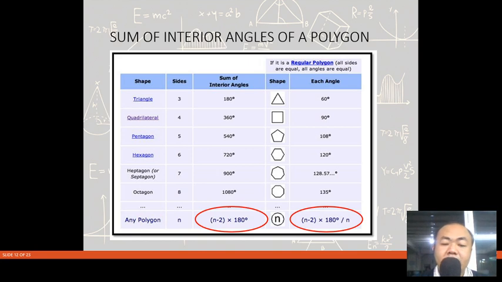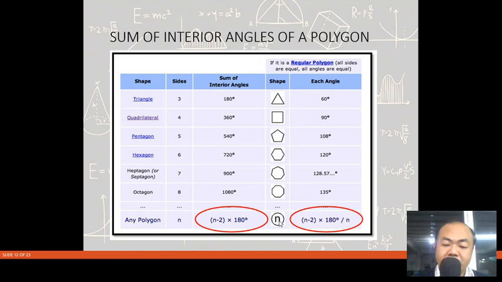Now, how do we find it if we don't know the number of sides? You need to memorize the formula (n minus 2) multiplied by 180. This is to find the sum of interior angles, meaning the total of all the interior angles of the polygon. Now, if we need to find each angle, take this formula and then divide it by n, which is the number of sides.